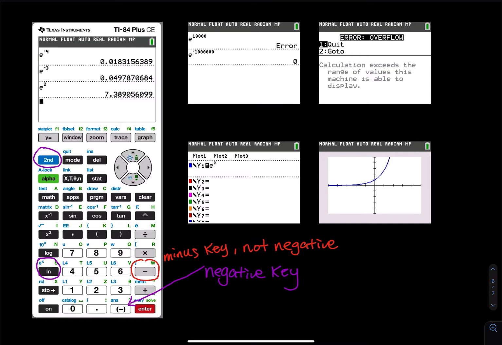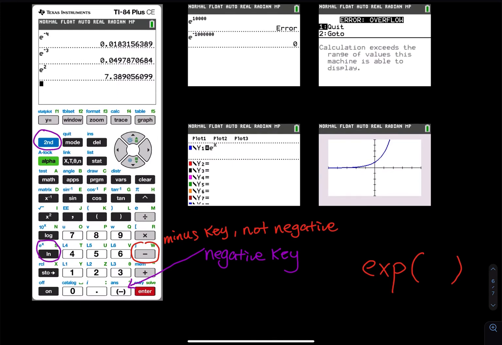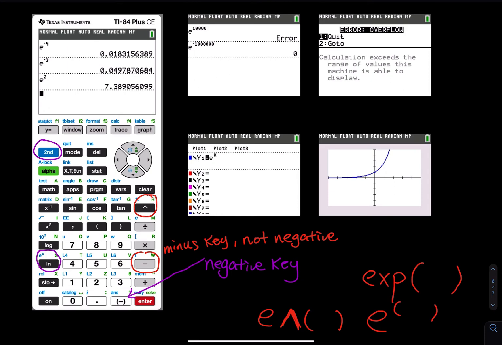In some calculators, not the TI-84, they will say exp. Exp means exponential, base e raised to some power. That means they are asking you to input a power next. Sometimes they will just show e, and then e raised to some power. Do you see this little angle thing? That means raised to some power, and that key is over here. But with the TI-84 or 83, you won't really need that key.